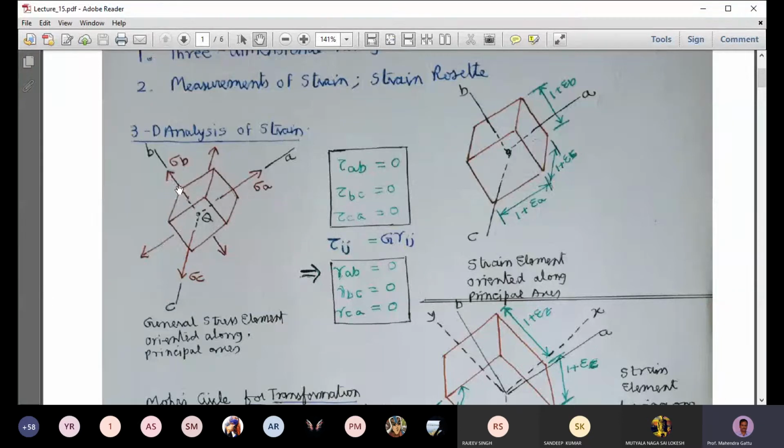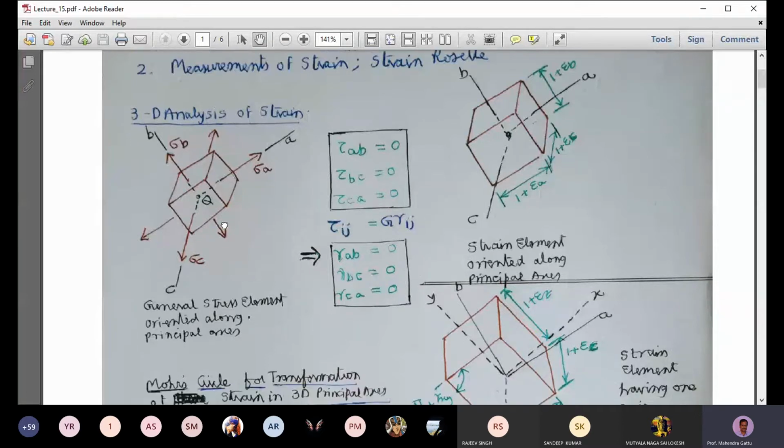Similarly, if you want to calculate epsilon B, we have to use Hooke's law. Epsilon B is equal to sigma B by E minus nu sigma A by E minus nu sigma C by E. For the C direction also, we can apply the same Hooke's law. So these are the resulting strains.